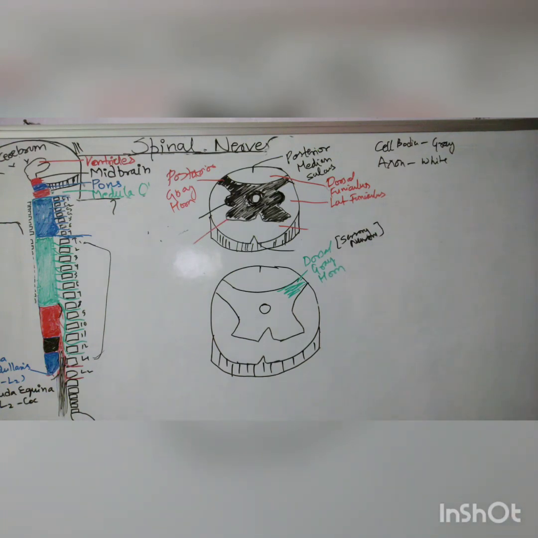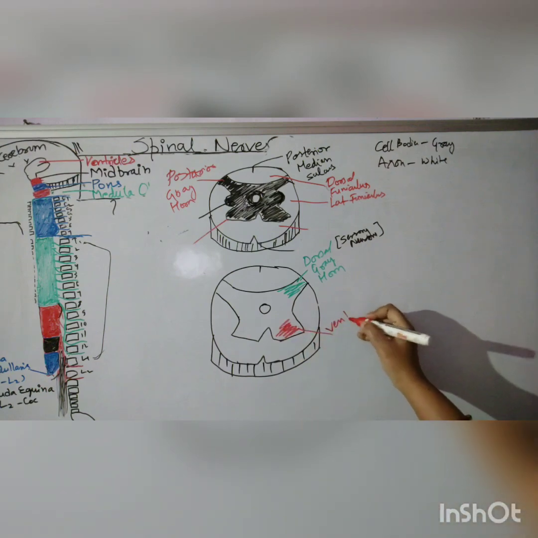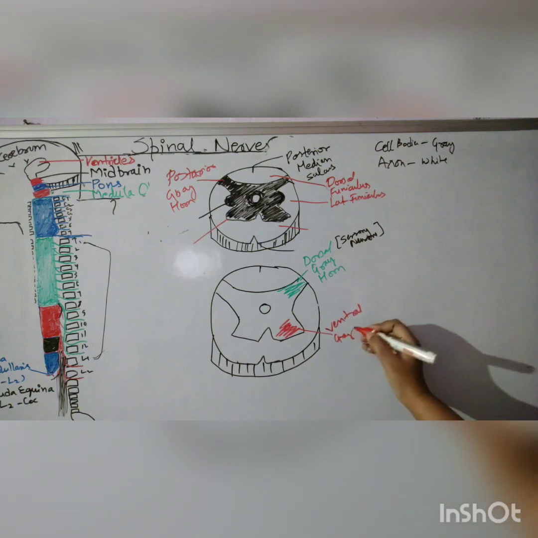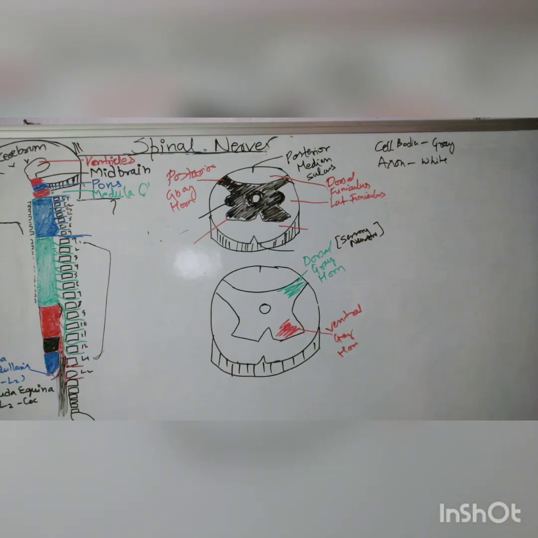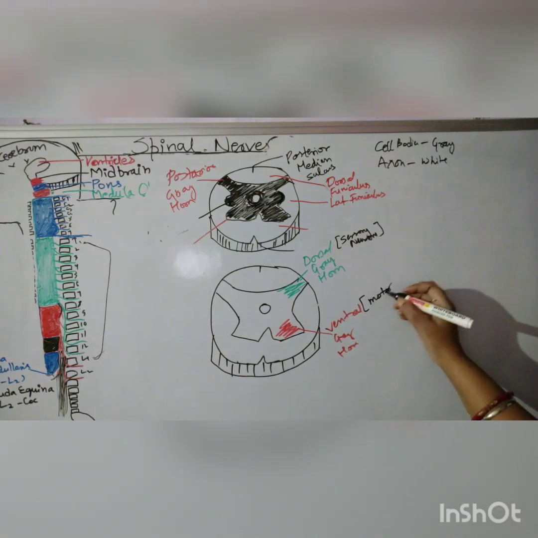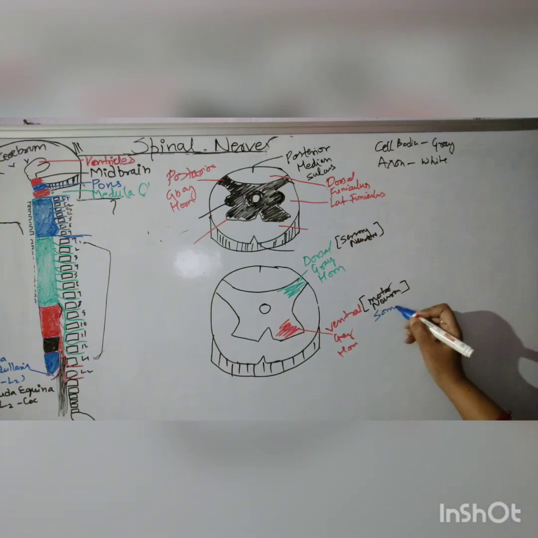Now I'm drawing this with red. This is your ventral gray horn. It contains neurons for motor, so these are motor neurons. This is basically somatic in nature. So these are your functions.